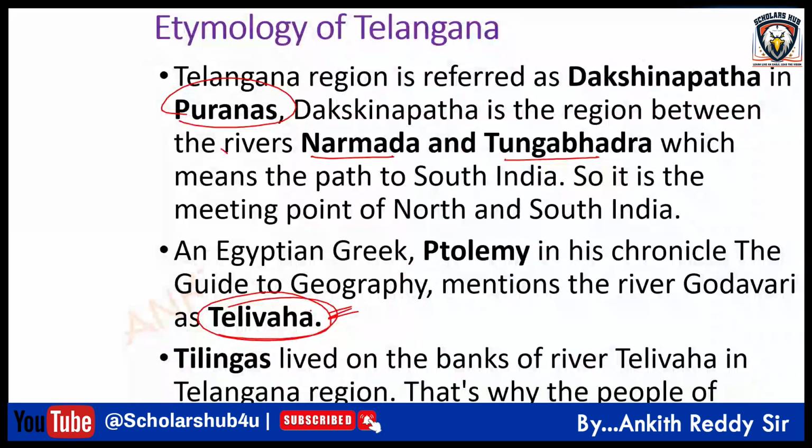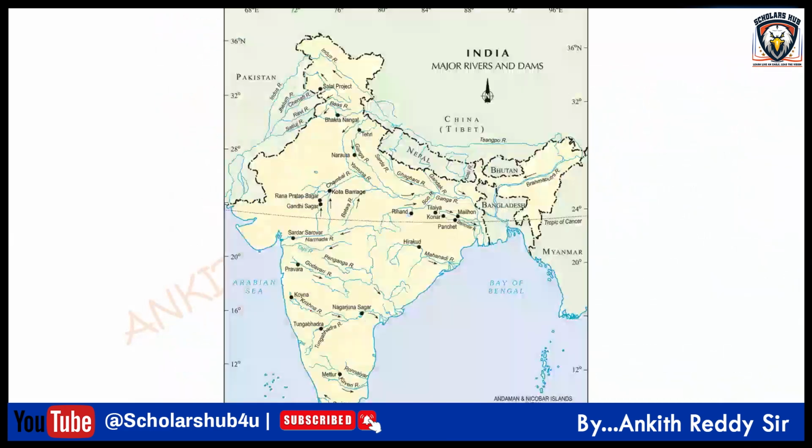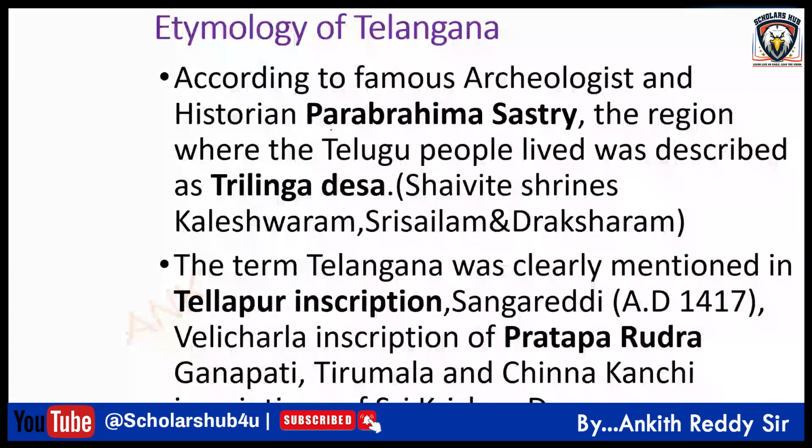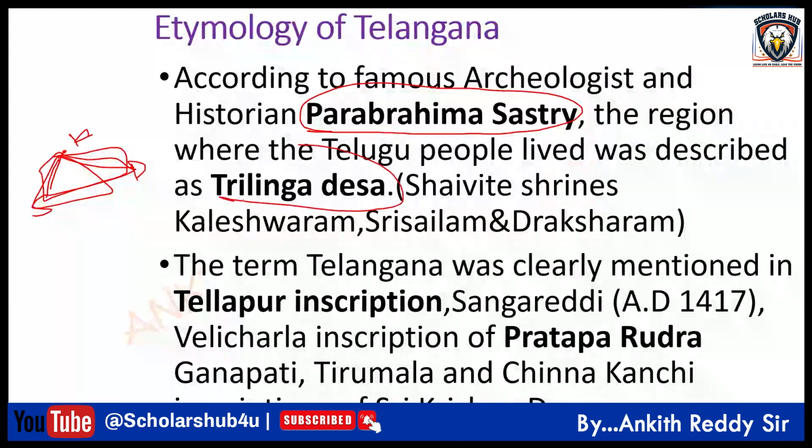And the second opinion is that of Parabrahma Sastra. According to him, the region between 3 shrines, that is Kaleshwaram, Srisailam, and Draksharam, the people who used to live between these 3 shrines, the region was called Trilinga Desa, and the people are called the Telanganans. Okay, and what are the 3 inscriptions that talk about the Telangana word?